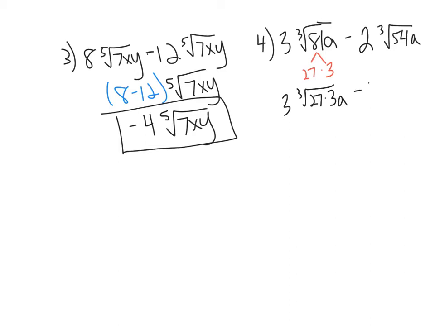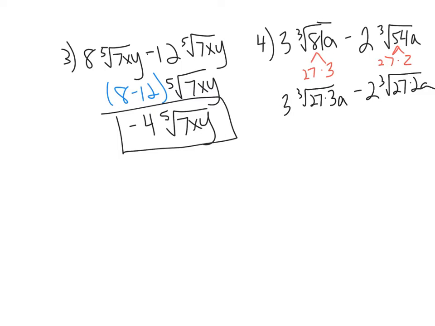Well, let's see if we can do the same thing with the 54. So 54, let's see, what numbers can we multiply to get us 54? That is a perfect cube. And 27 works there as well. This is 27 times 2. So we can rewrite 54 as 27 times 2. Again, we're not changing anything. It still equals 54. We're just writing it a little differently. And let's see if this helps us. So let's see if we can simplify.